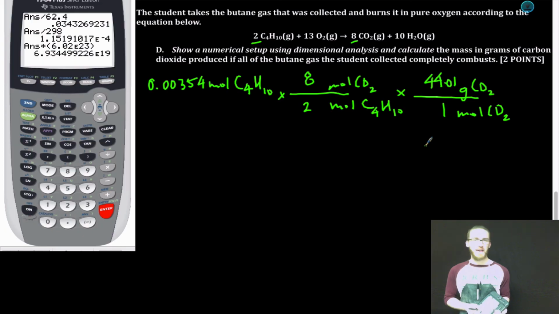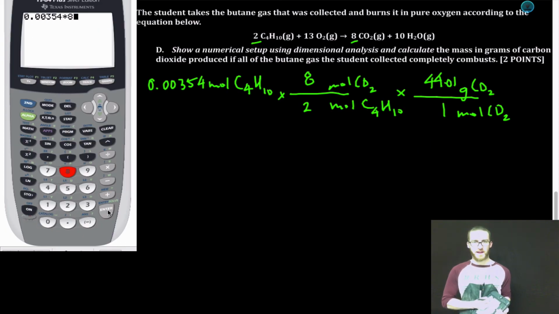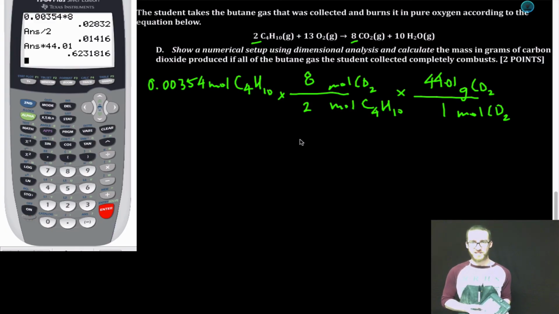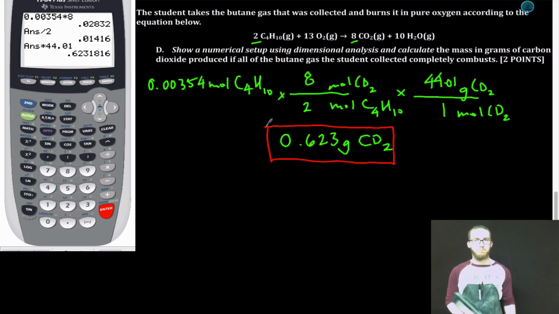44.01 grams. Calculator time. 0.00354 times 8, answer, divided by 2, answer, times 44.01, answer. If we completely combust 0.00354 moles of butane gas, we're going to make 0.623 grams carbon dioxide. Boom, done.